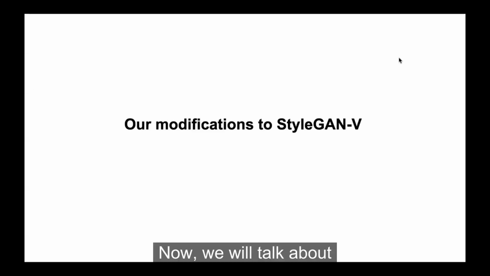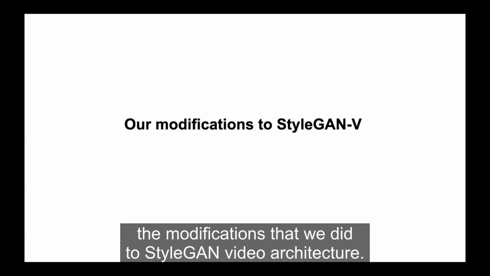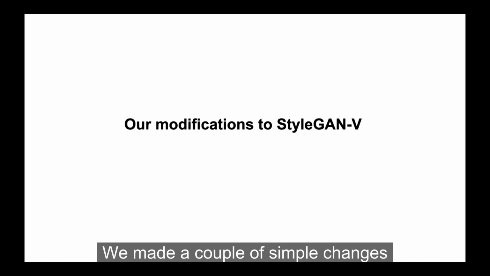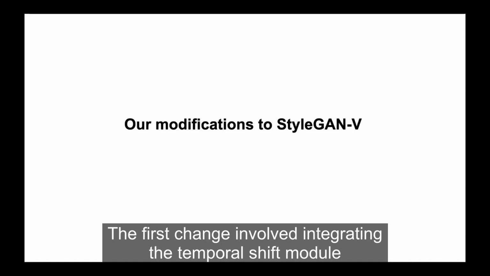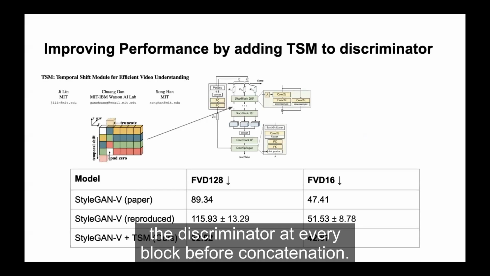So now we will talk about the modifications that we made to the StyleGAN-V architecture. We made a couple of simple changes to the StyleGAN-V model and got significantly better results. The first change involves integrating the temporal shift module into the discriminator at every block before concatenation.